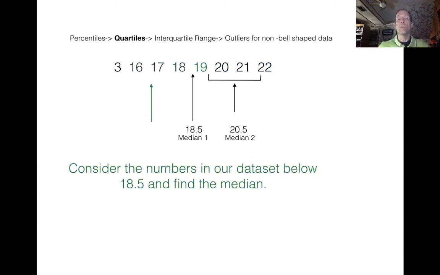Now what we want to do is take another median. We want to consider all the numbers that are less than 18.5 and find the median. So that's going to be everything between 3 and 18. We have an even number of values, again, in that portion of the data set, so we're going to average the middle two numbers, and our median, number 3, is going to be 16.5.